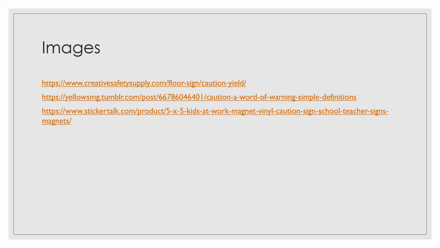These are my photo credits for the caution signs because you should include where you got your pictures from.